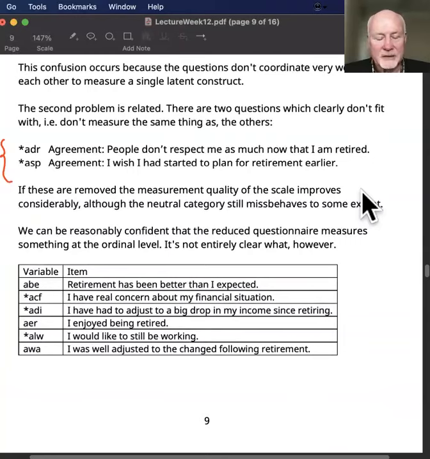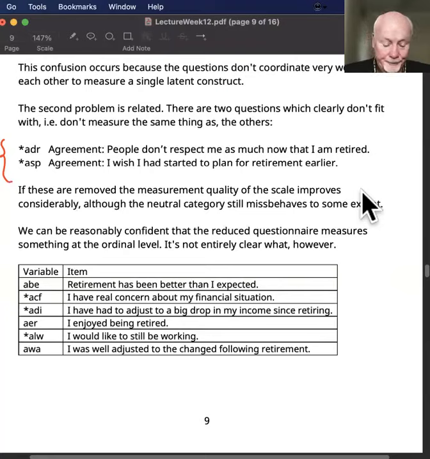So what that means is there were quite a lot of people who may have scored high on the other questions and low on those two, or high on those two and low on the others. So they weren't moving in tandem with the rest of the questions in terms of measuring retirement satisfaction. So the way we would describe this is we would say they are probably measuring a different dimension, possibly even a different latent construct to the rest of the questions.